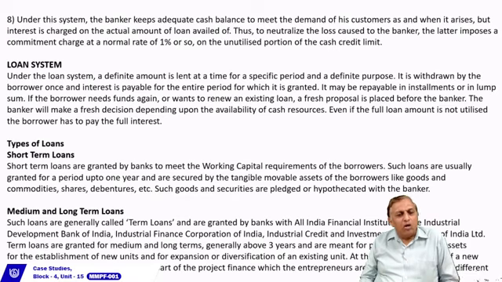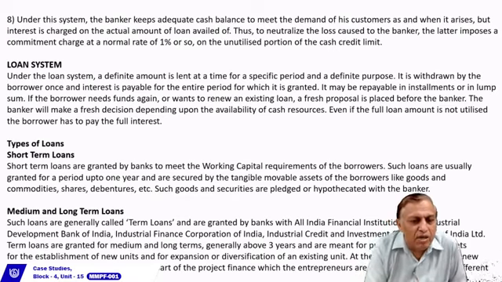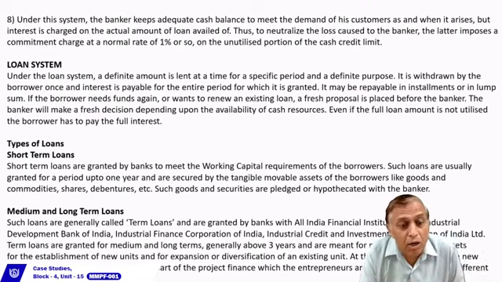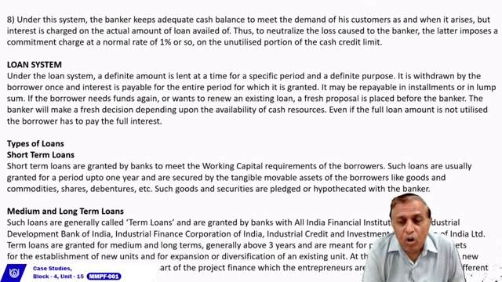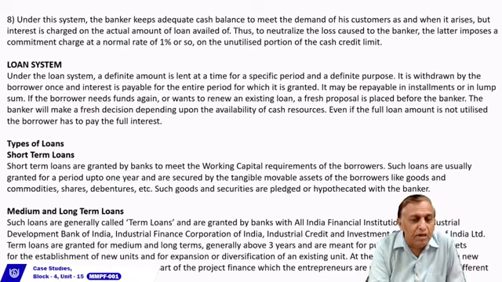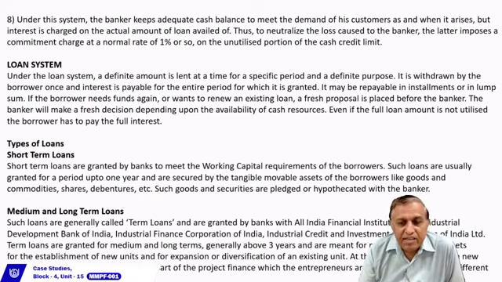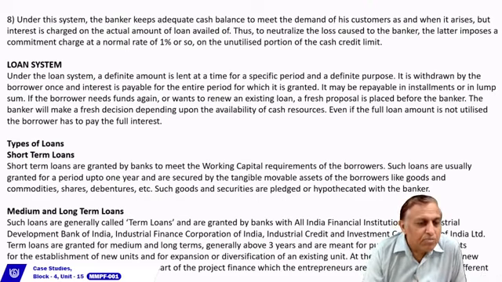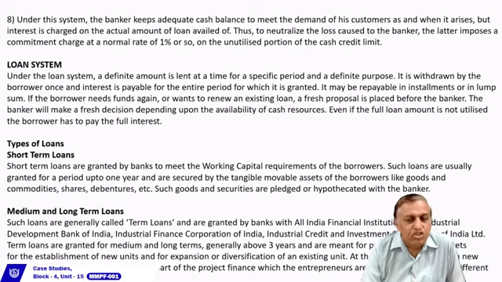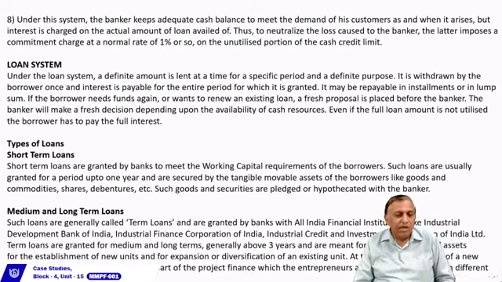When we speak about the medium and long-term loans, such loans are generally called term loans. Medium-term and long-term loans are granted by the bank along with all India financial institutions like Industrial Development Bank of India, Industrial Finance Corporation of India, Industrial Credit and Investment Corporation of India Limited. Term loans are granted for medium or long terms, generally above 3 years, and are meant to purchase a capital asset for establishment of a new unit and for expansion and diversification of an existing unit. At the time of setting up of a new industrial unit, long-term loans constitute a part of the project finance which the entrepreneurs are required to raise from different sources.